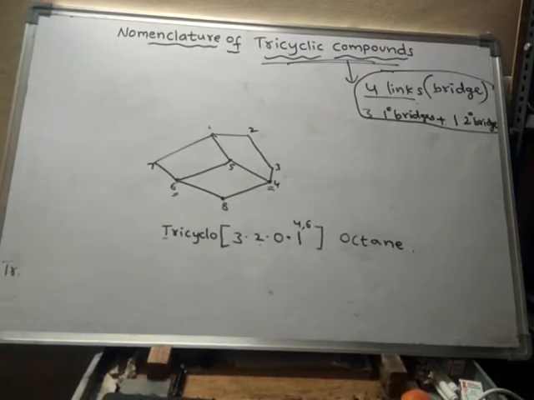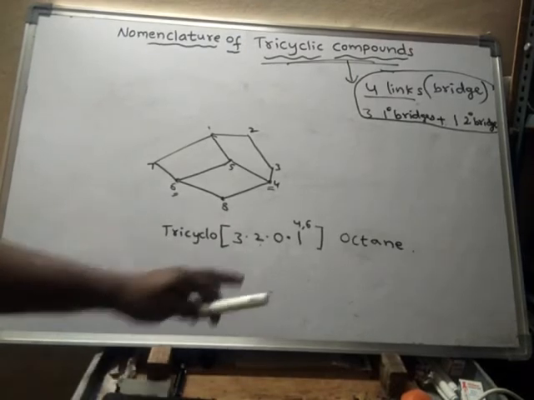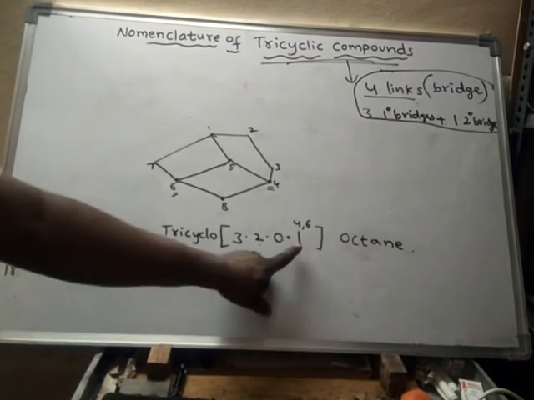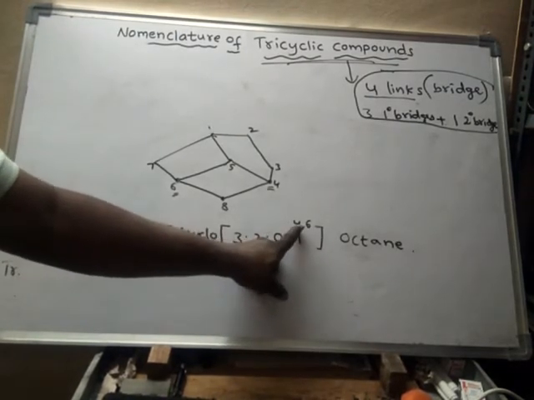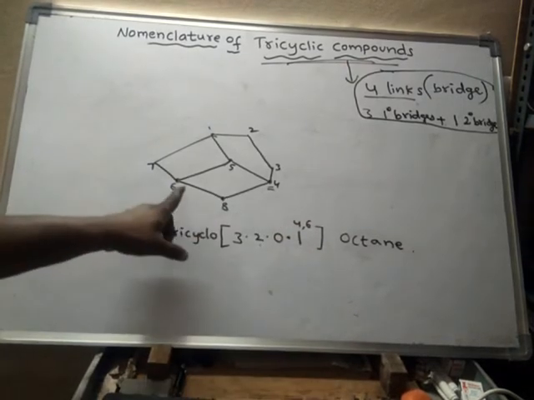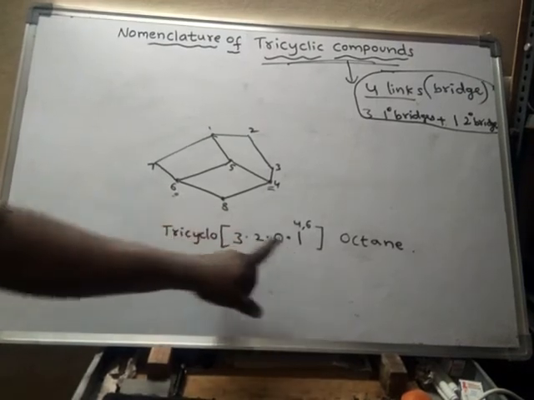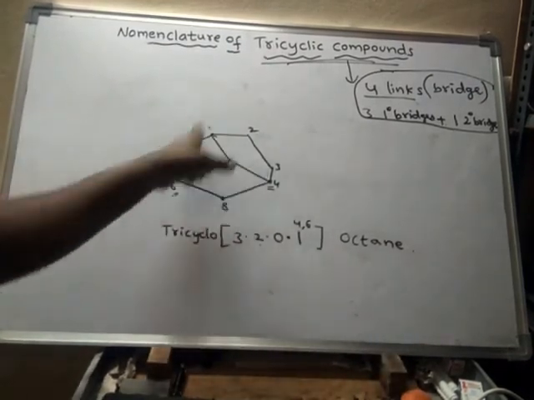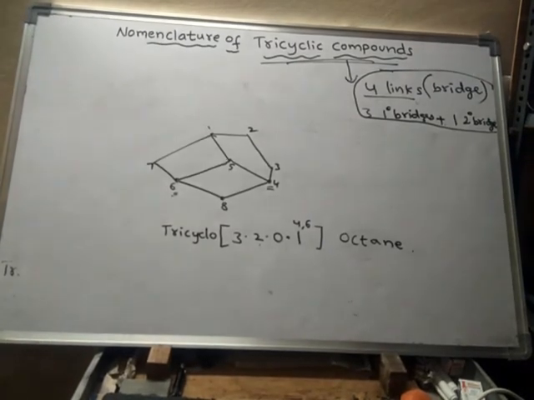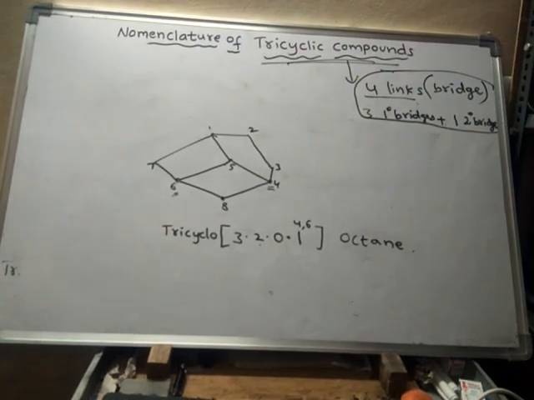So like this, the name of tricyclic compounds can be written. So here it is tricyclo 3 dot 2 dot 0 dot 1, and the superscript is 4 comma 6, because between these two locants this bridge is present. And altogether how many atoms are there? 8 atoms are there, hence it is octane. So like this the name of the compound will be. So we will learn the other parts in the next video.